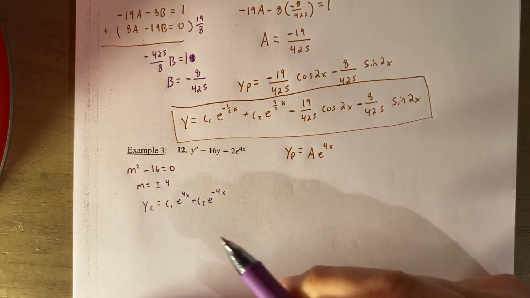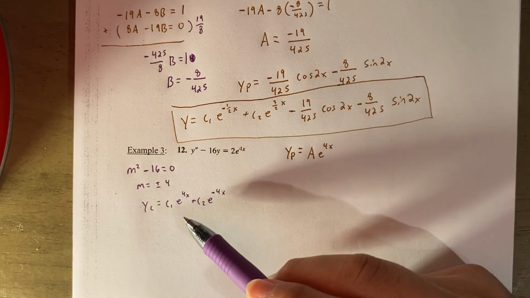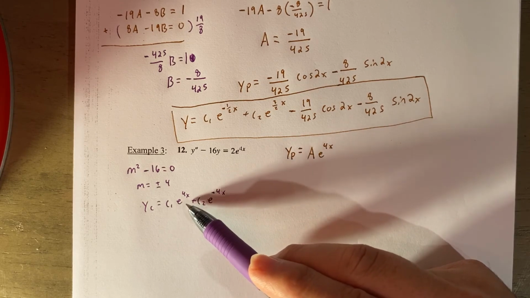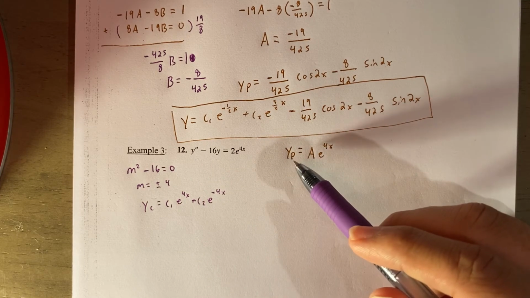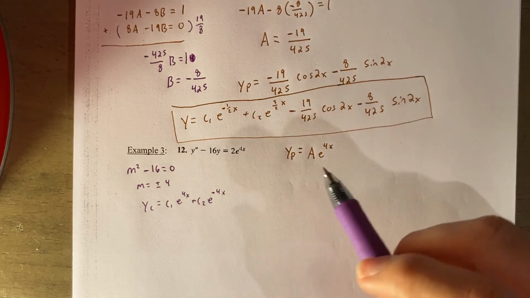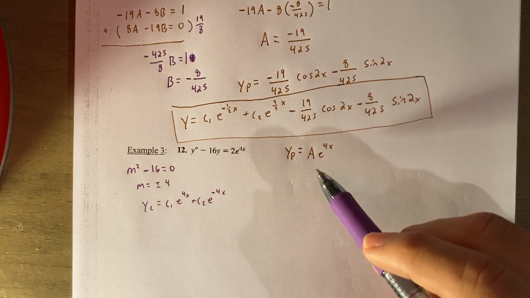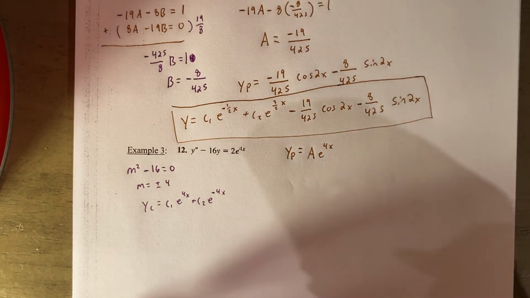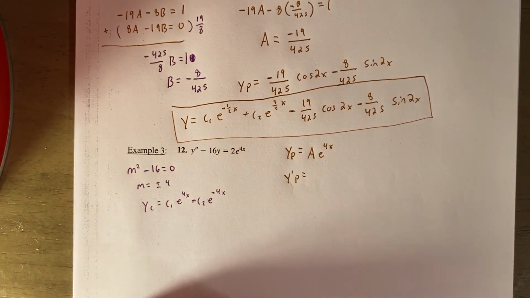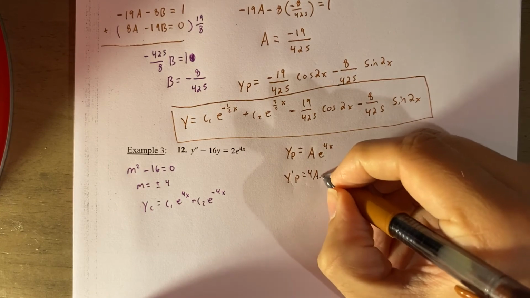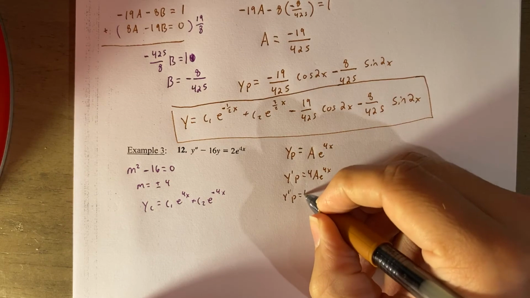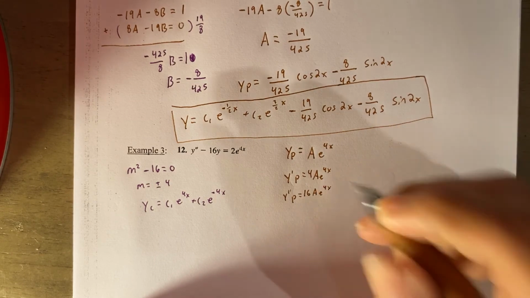Now, hopefully you see that I already have a solution where I have a constant times e to the 4x. And here, my particular solution, I'm saying I have a constant times e to the 4x. So they match. When I actually try to solve this one, I'm going to plug in y sub p: y prime of p is going to be 4a e to the 4x, y double prime of p is going to be 16a e to the 4x.